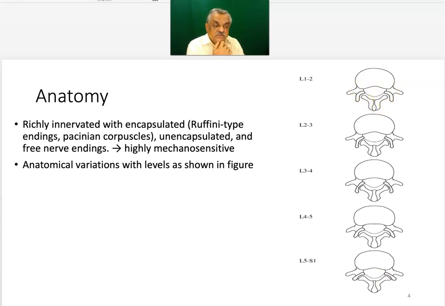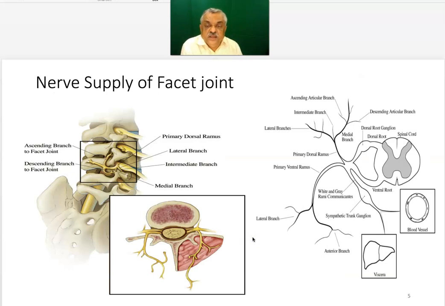The distance between the pedicles is more at L5-S1. It could be around 24 millimeters here, but it could be around 36 millimeters here. So this is an important point of anatomy. The nerve supply of the facet joint is from the medial branch of the dorsal ramus. The dorsal ramus comes out, the medial branch supplies the joint. This is the primary dorsal ramus, primary ventral, the medial branch, the lateral branch, the intermediate branch. This is mainly for the facet, mainly for the spasm, mainly for the skin. That's the way we remember.